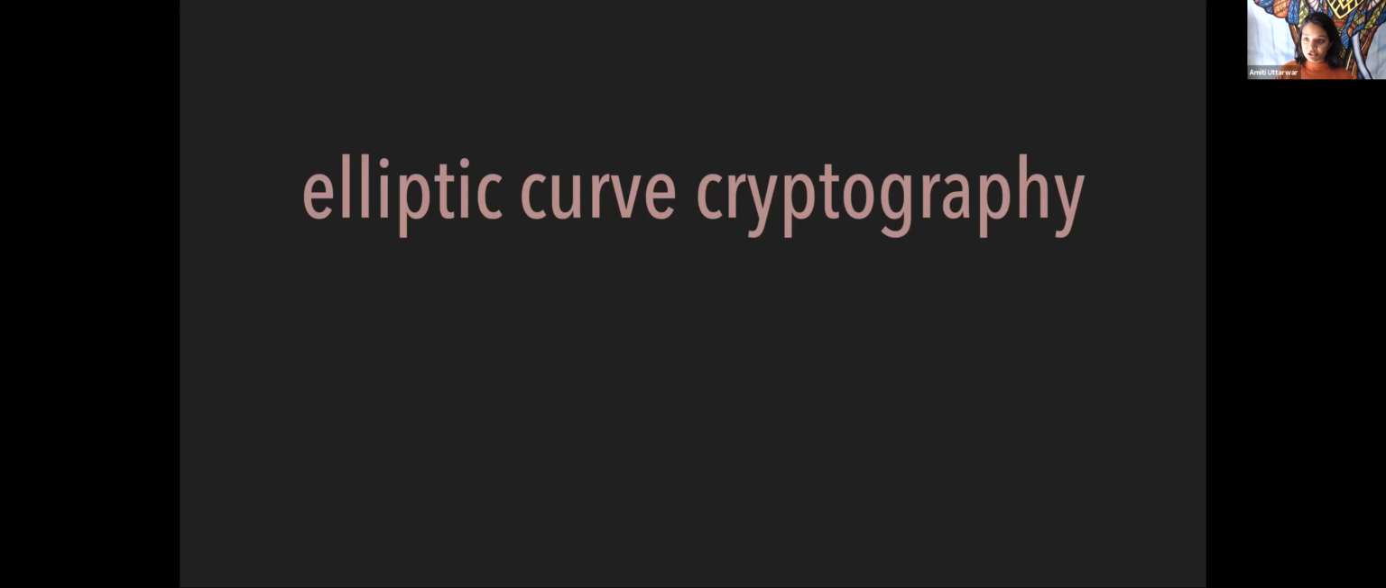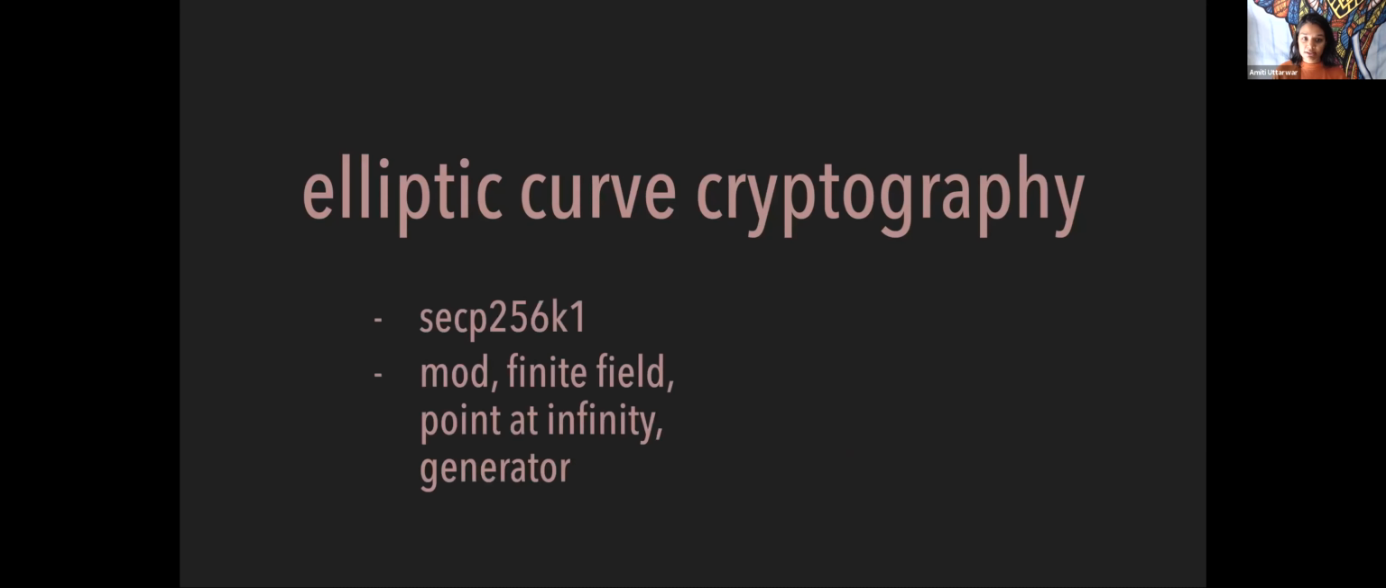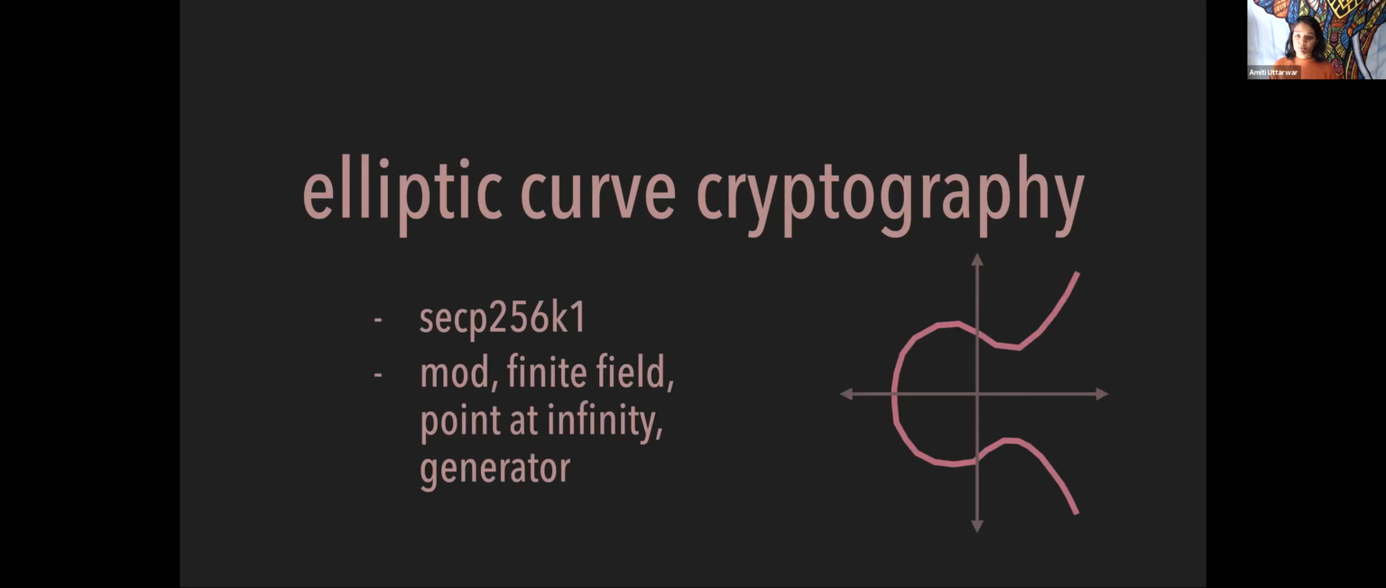So the one-way function that we use in Bitcoin is based on elliptic curve cryptography. And we use the SEC P256K1 curve. And in order to explain this, I would have to explain to you all these technical terms, like how we use mods and the premises of finite fields, what the point of infinity is, and what the specific generator is. But that's not necessary to understand the idea.